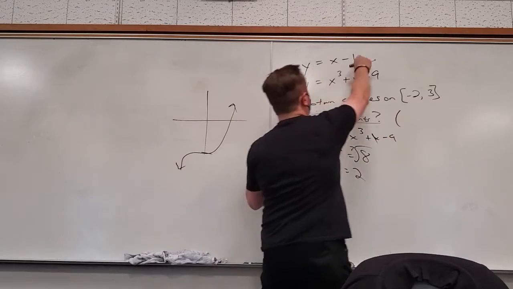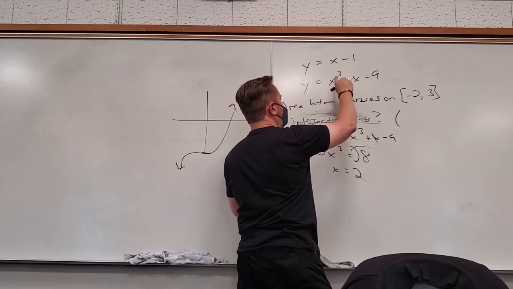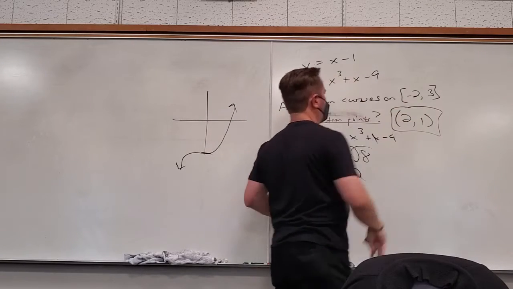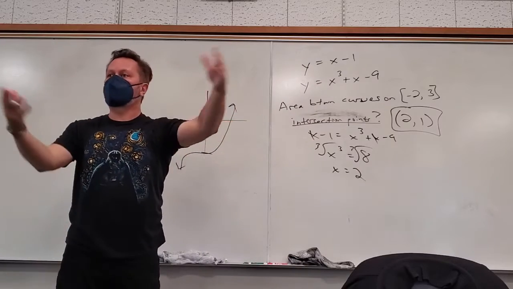So if you put a 2 in, you get 1. If you put a 2 in here, just check yourself. 8 plus 2 is 10 minus 9 is 1. That's a nice way to check yourself. It's got to work in both, because it's supposed to be where they both agree.